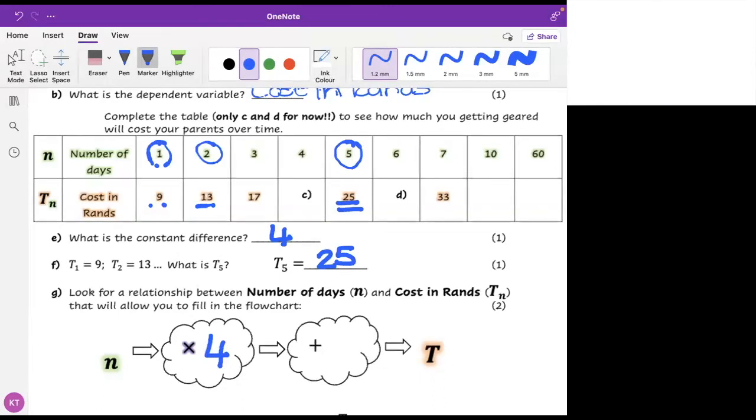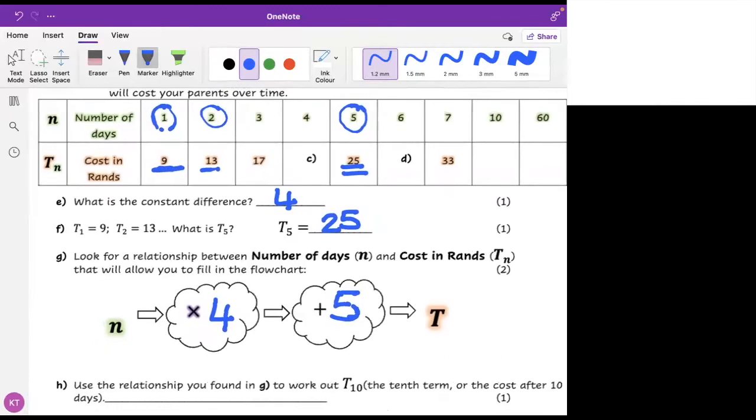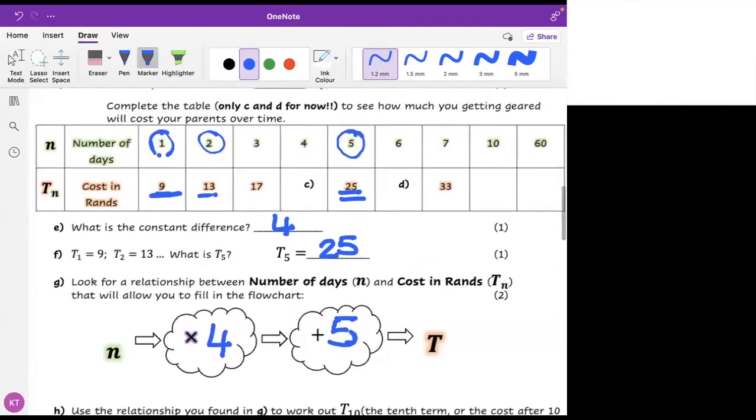And if we go to our very first one, n, which is 1, so 1 times 4 gives me 4. 4 plus what will give me 9, everybody? What do I need to add to 4 to get to 9? Good. I need to add 5. Right. Should we check to see if it's working?